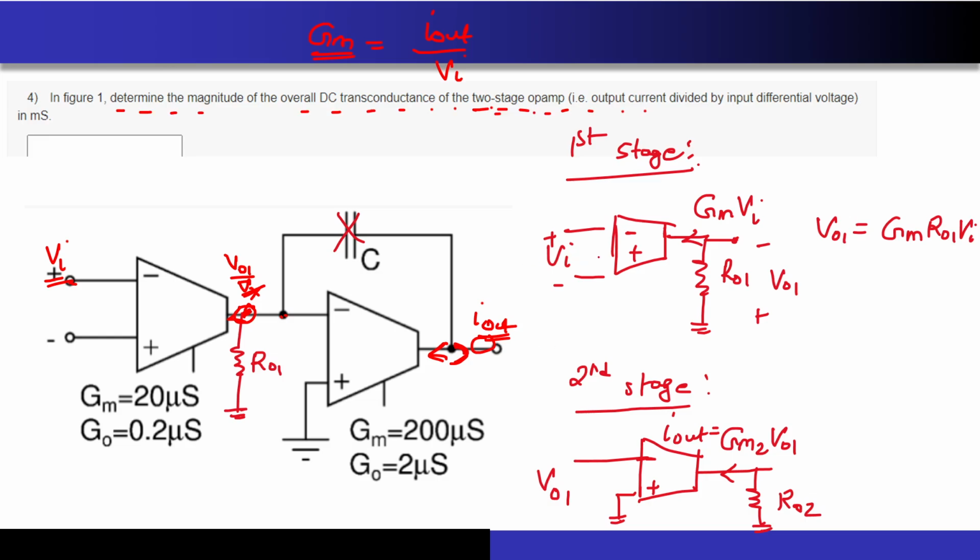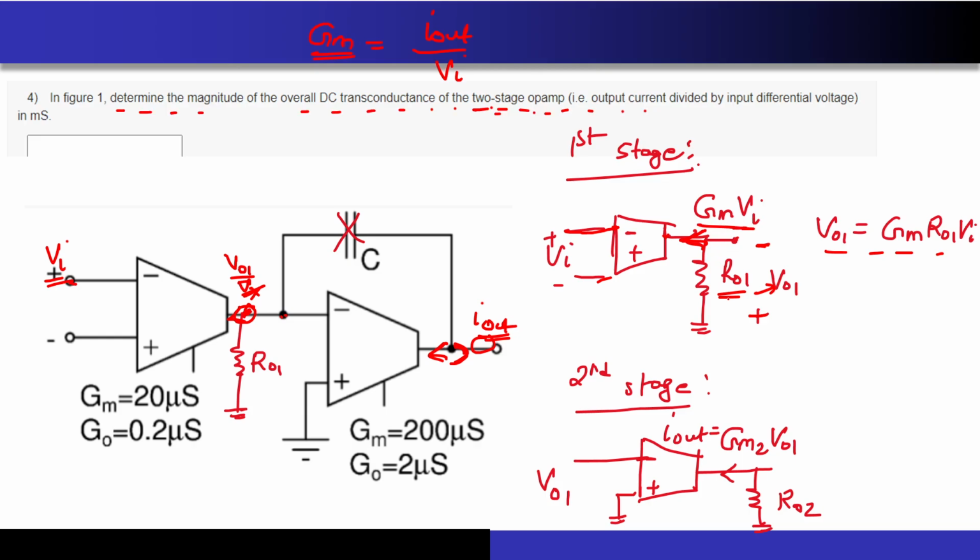So first I am applying a Vi. This is the first stage. You have an R01 over here, and since I am applying the Vi at the negative terminal, what you can see is the direction of the current is going into the output point of the transconductor. Correct? So the voltage that will be generated will be negative. So this is what I have represented like this. So the output voltage will be nothing but this particular current. The value of the current will be what? Gm times Vi.